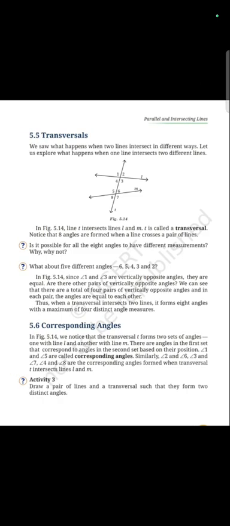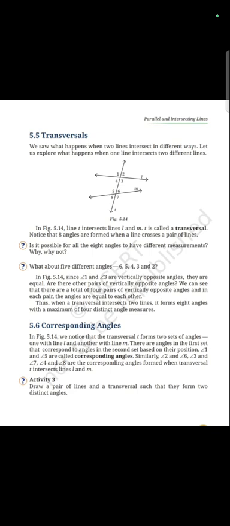Next one is a transversal. When two lines are intersected by a third line, right? For example, when two lines are intersected by a third line, then the third line is said to be a transversal. What is the role of this transversal? When a line falls on any two lines, whether they are parallel or intersecting, they form certain properties. So let's discuss them.